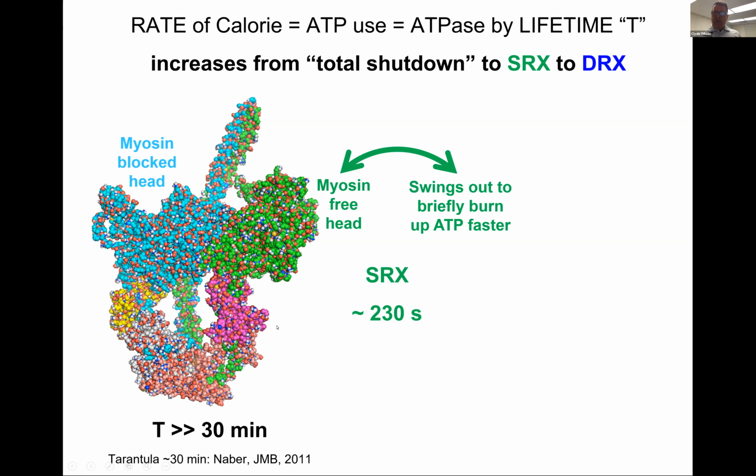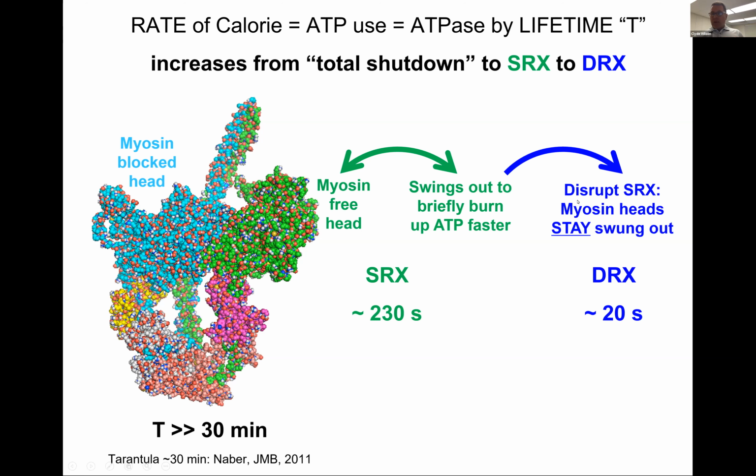If you destabilize the superrelaxed state, it keeps that free head and ultimately the blocked head out of the interactive heads motif, so that you're now in the disordered relaxed state.